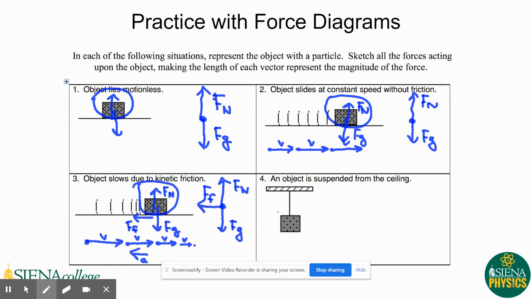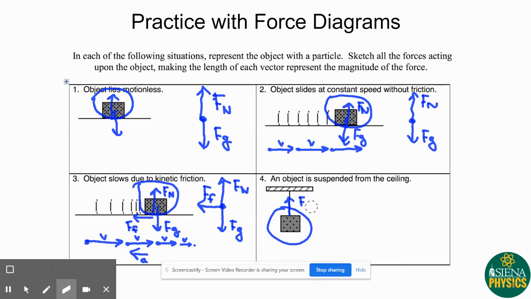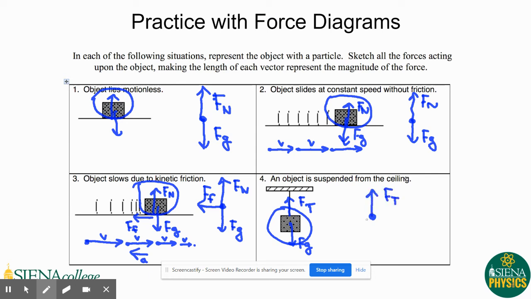All right, in this example, I'm going to draw my boundary just around my block. So I have a force here of tension. Force of tension, and now I have the force of gravity here down. And there's nothing in the x direction. So in my free body diagram, I have the force of tension up, and then opposite and equal is the force of gravity down. So my net force is equal to 0.